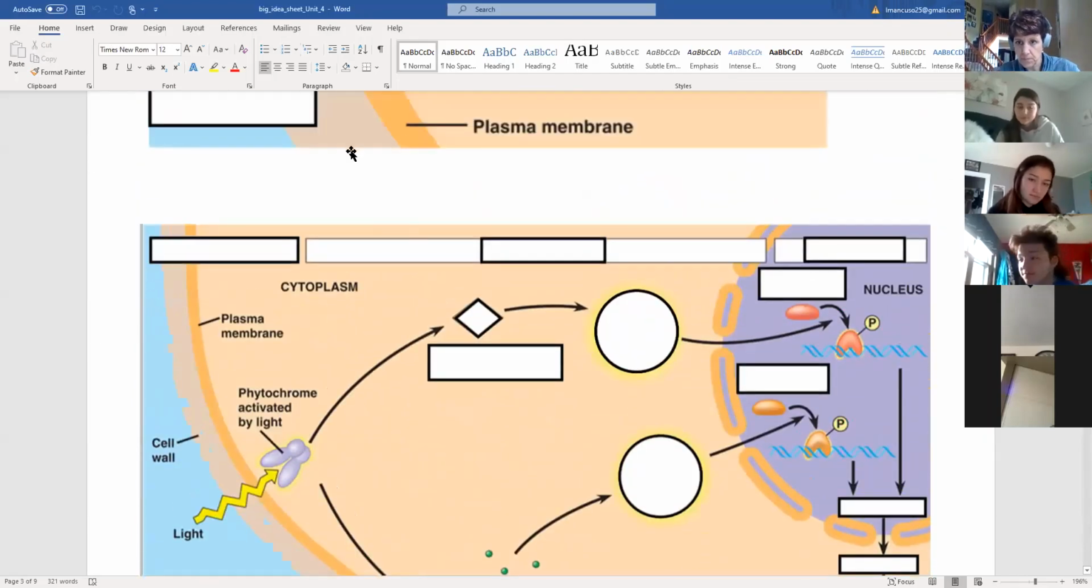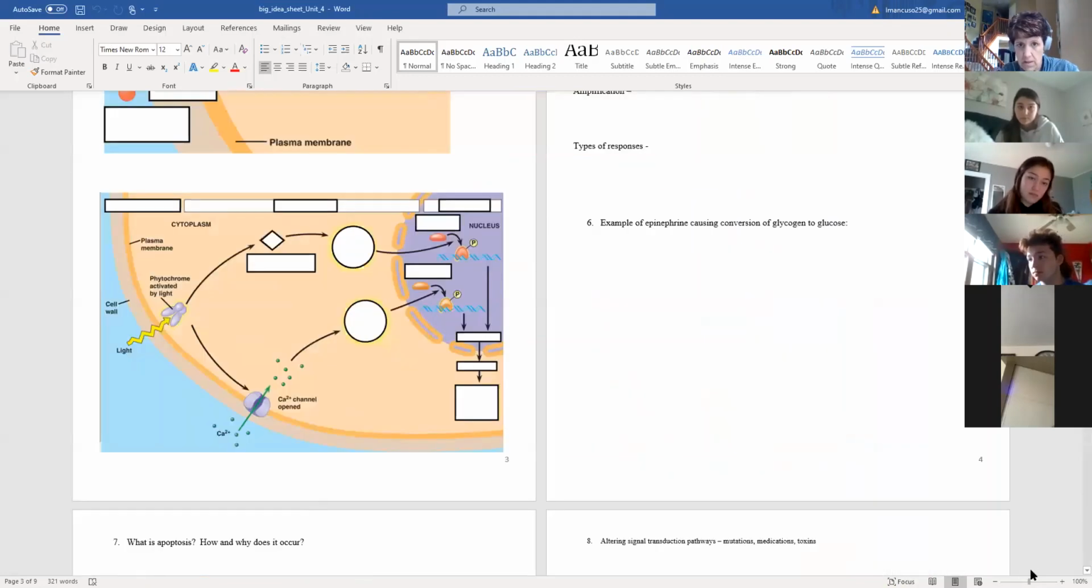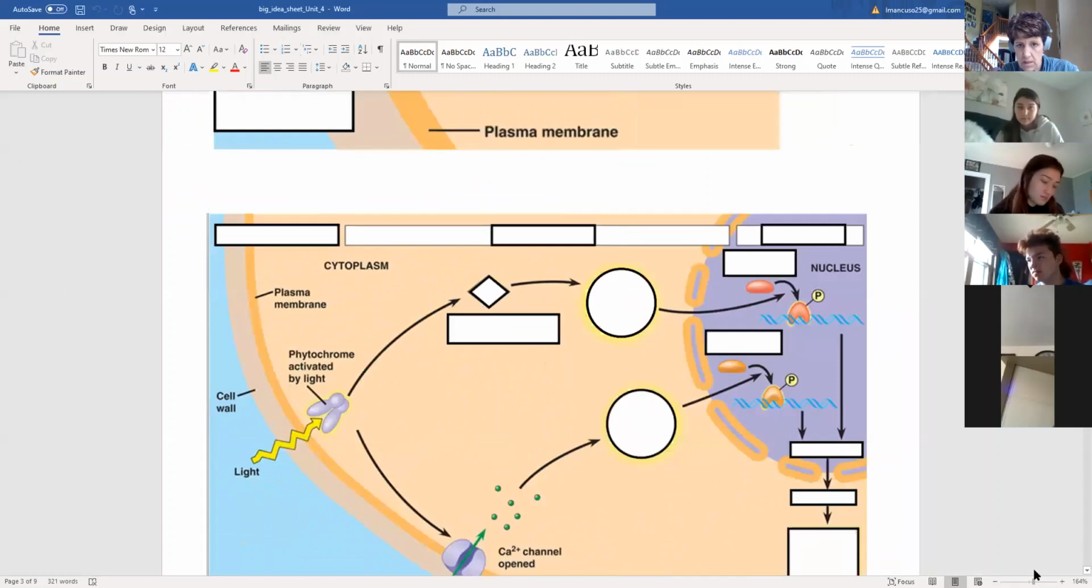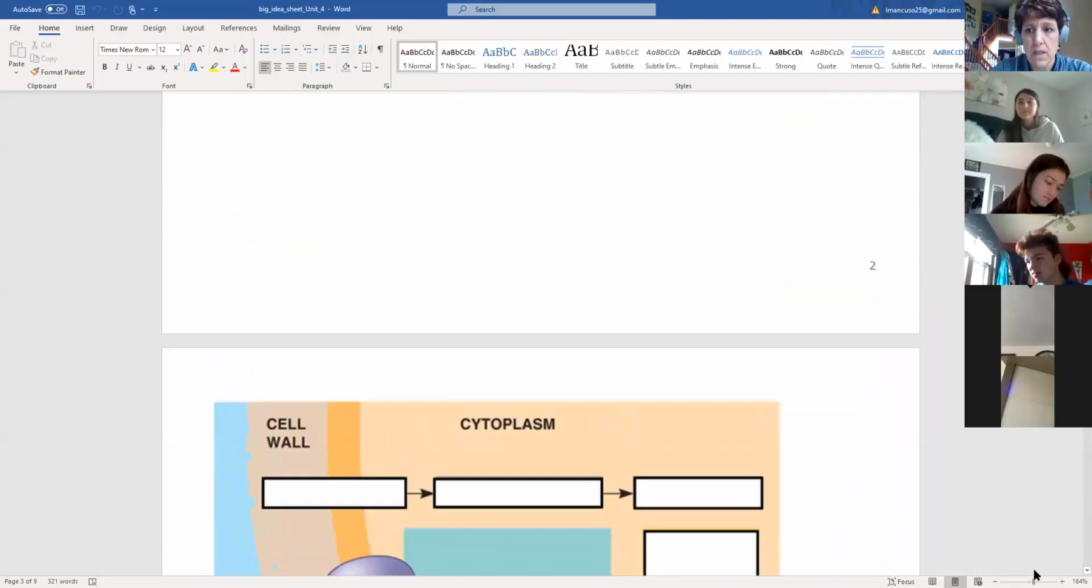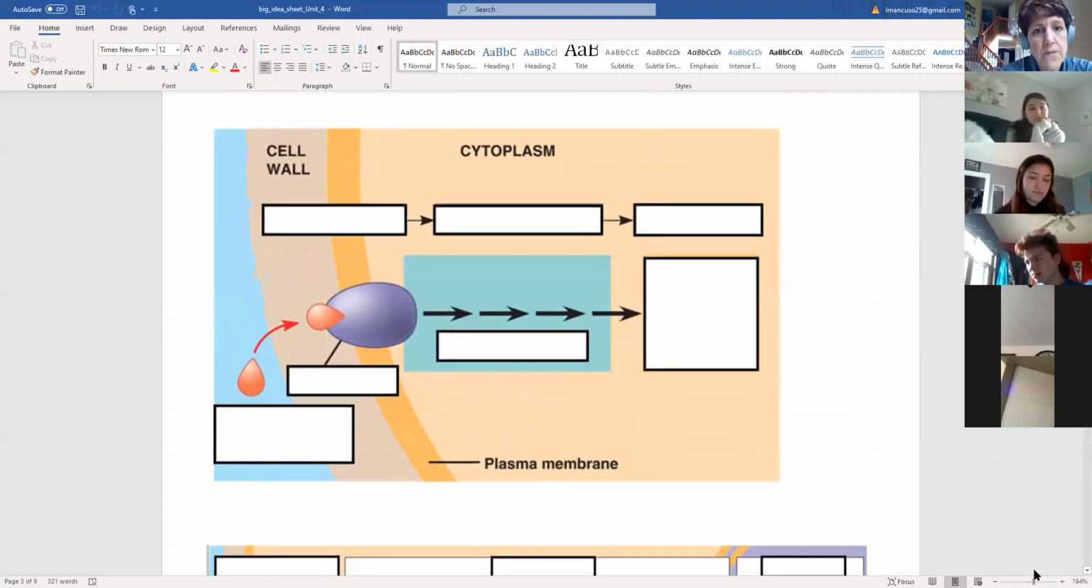Let me just make it a little smaller. And the housing moved fine. All right, so this is the first one.